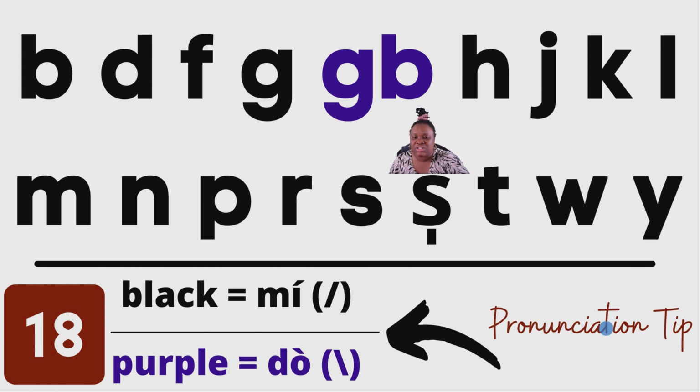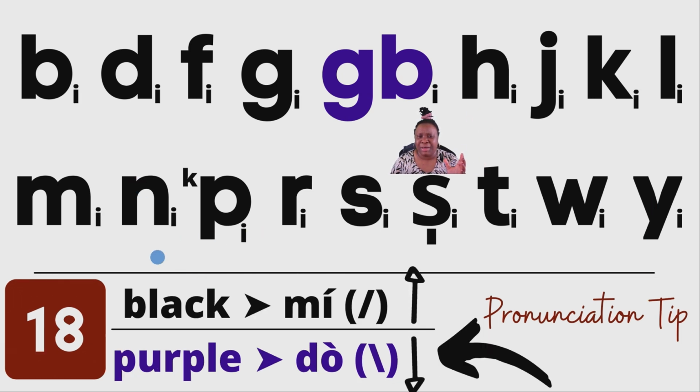This is not a rule, this is just a pronunciation tip. B, D, Fi, Gi, B. I, Ji, Ki, Li, Mi, Ni, Bi, Ri, Si, Shi, Ti, Wi, Yi. Another thing that might help you remember. It doesn't really matter so much here. It's just so that you can remember how it sounds. It's just a pronunciation tip. Just another tip.